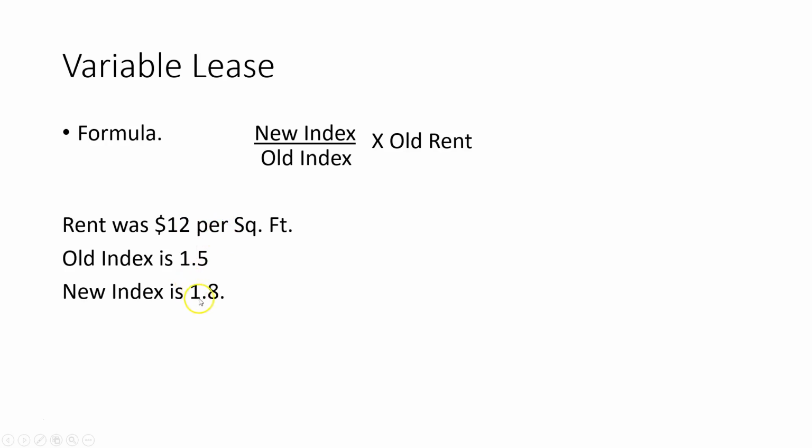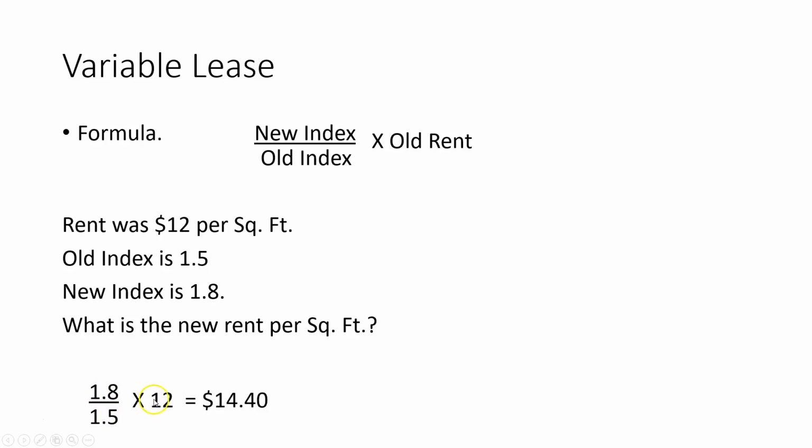And how we do that is we get the old index. And what is the new rent? We get the old index and divide it into the new index. And that's going to give us 1 point something. And then we multiply it by 12, and that gives us the new rent. So new index over old index times the old rent.